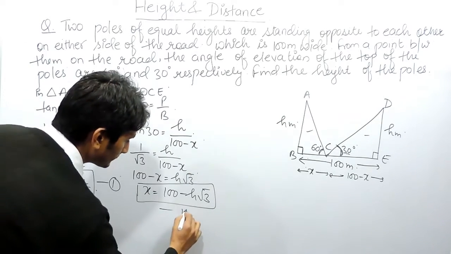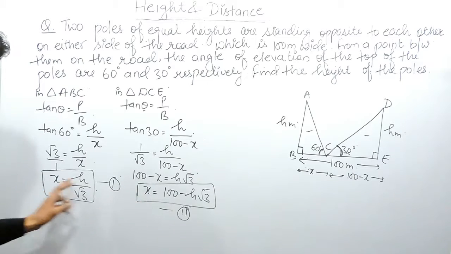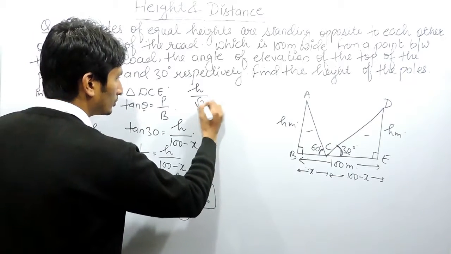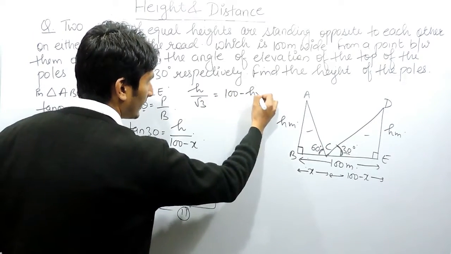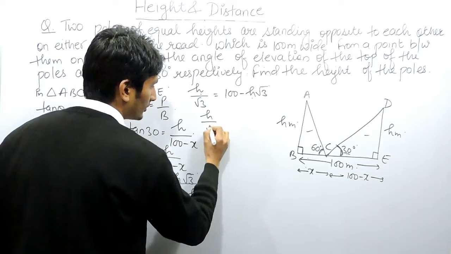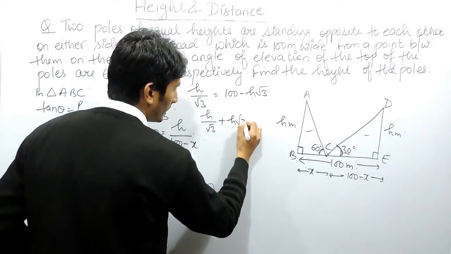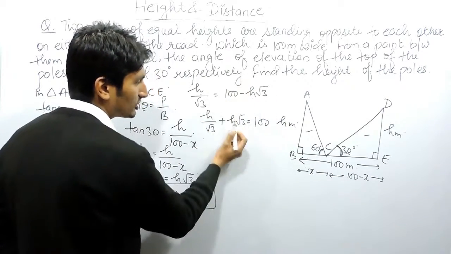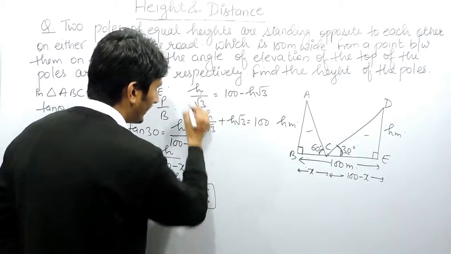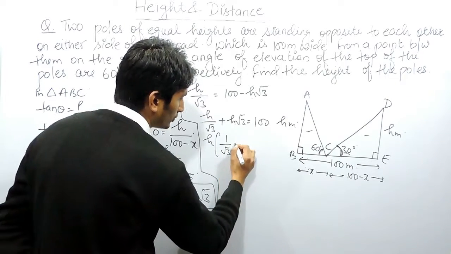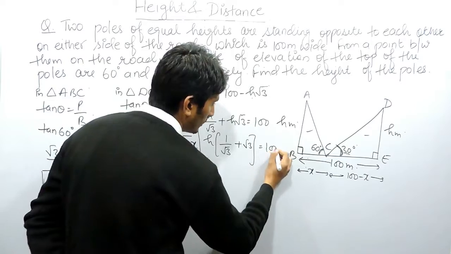In both the equations, if I compare the values, here the left hand sides are equal, so obviously the right hand side must also be equal. So if I compare, h upon root 3 will be equal to 100 minus h root 3. I have to solve for h, so I have to shift this value here. So this will be h upon root 3 plus h root 3, same value, and this negative value when shifted to this side will become positive. And if I take h as common, this will become h times 1 upon root 3 plus root 3 is equal to 100.